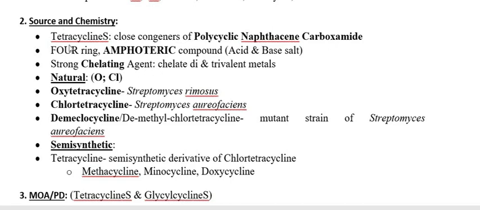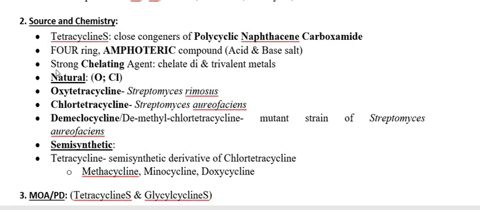As I mentioned earlier, the name tetra is because of the presence of four rings in a cycle. So under the chemistry, they possess four rings, and they are amphoteric in nature. Amphoteric means they possess the character of both. Ampho means both, that is, they show acidic characteristics as well as basic characteristics. That is why the tetracyclines as a group are amphoteric in nature.